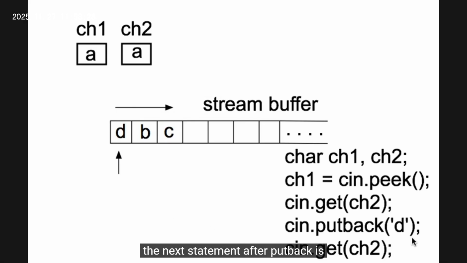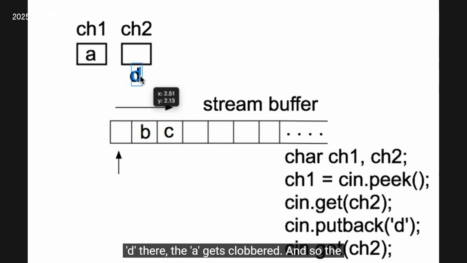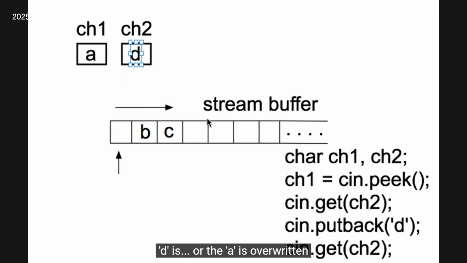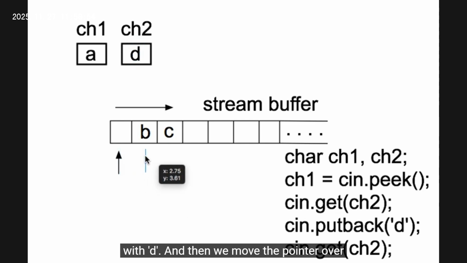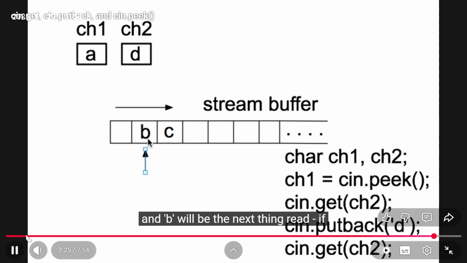The next statement after putback is cn.get ch2. We grab the D and place that into ch2. ch2 contained an A, but since we're placing a D there, the A gets clobbered, overwritten with D. Then we move the pointer over, and B will be the next thing read if there is another get statement or some other statement that reads from the buffer. There isn't, and let's just pretend that the program terminates after this statement, then the B and the C will get thrown away.